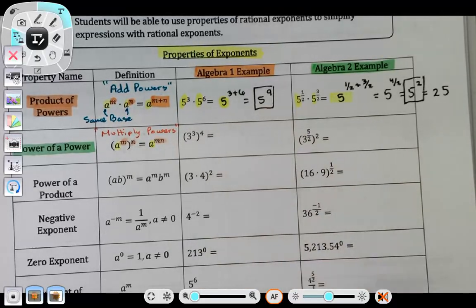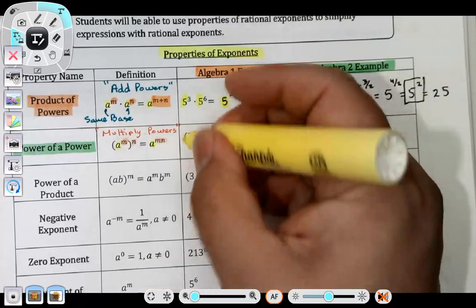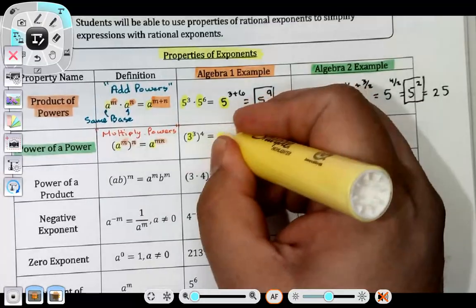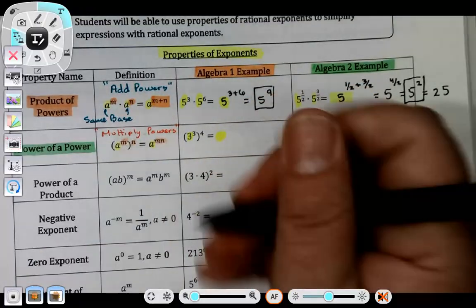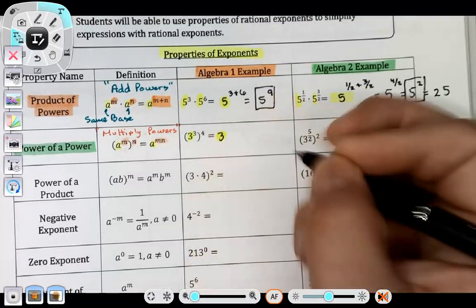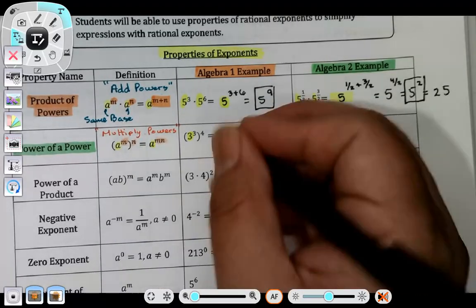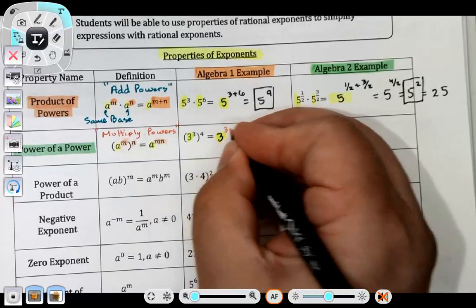And so here, normally we would say, hey, according to order of operations, I should be working on the inside first. But we're going to practice the rule. So I'm going to copy my base down. There's my base 3. And the rule says all I'm going to do is multiply my powers. So what is 3 times 4?